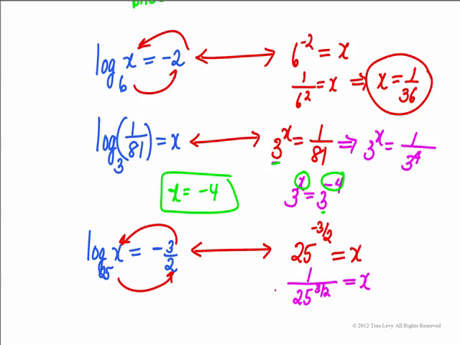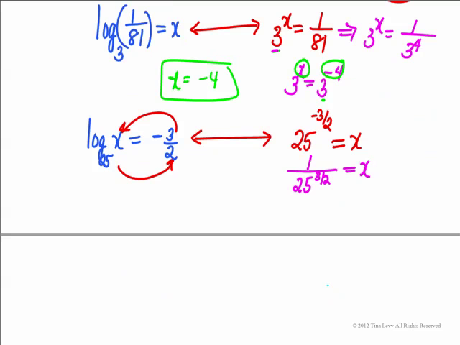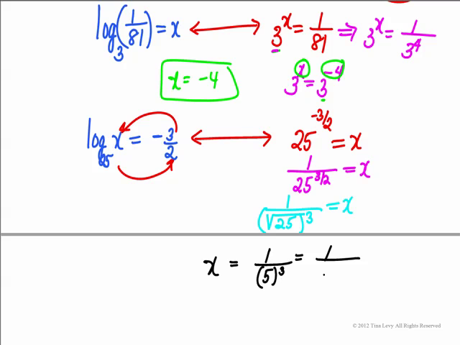But now we have to review. We know the half is telling us square root, and the 3 is cubing that. We now can see that this is 1 over the square root of 25 cubed is x. Finishing this, we see x is 1 over square root of 25 is 5. When we cube it is 5 times 5, 25 times 5, 125. So we have that the number in here, this x, was 1 over 125.